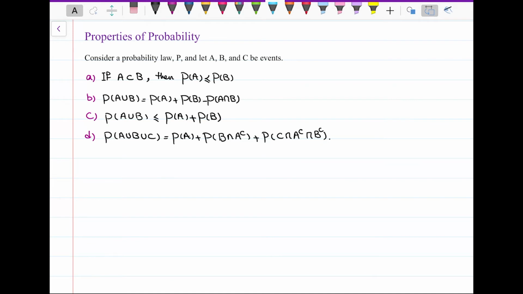In this video, I would like to talk to you about properties of probability. Let's consider a probability law P and let A, B, C be events. I'm going to talk to you about 4 properties and I'm going to prove each one of them. I know the name proof sounds scary, but don't worry, the proofs that I'm going to give you are easy to understand and they're cute because I'm going to use a Venn diagram for each one of them.